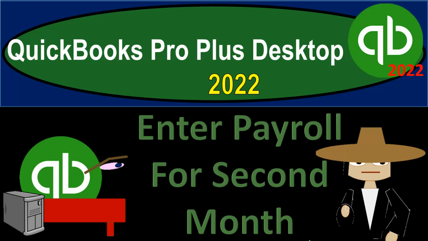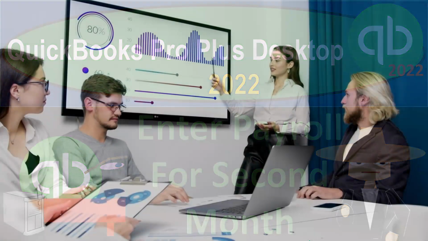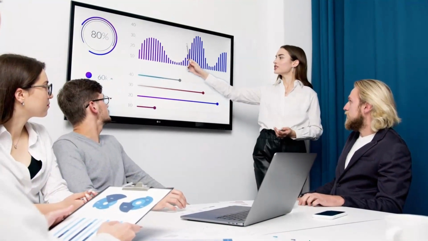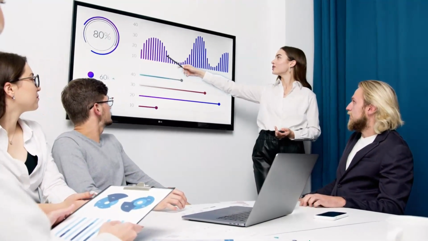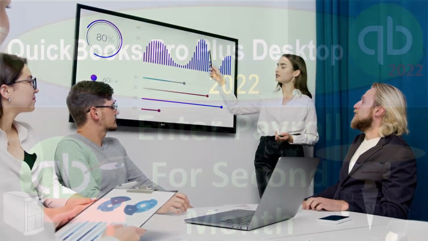QuickBooks Pro Plus Desktop 2022, enter payroll for the second month. Get ready because we bookkeeping pros are moving up the hilltop with QuickBooks Pro Plus Desktop 2022.